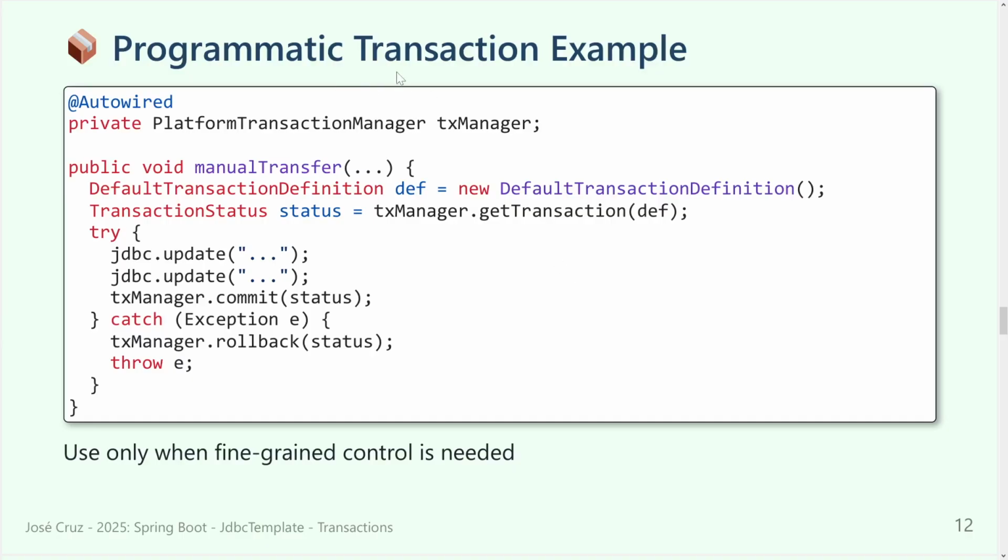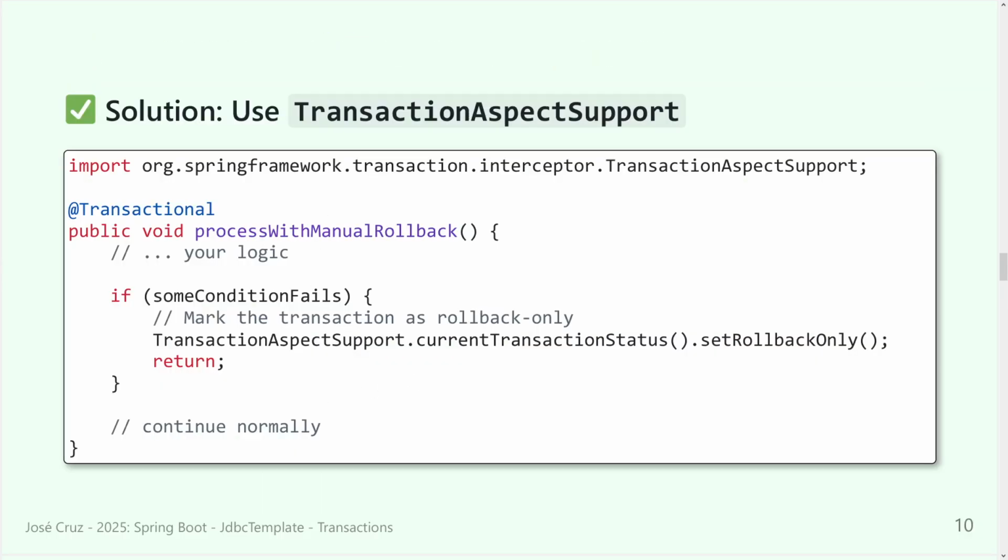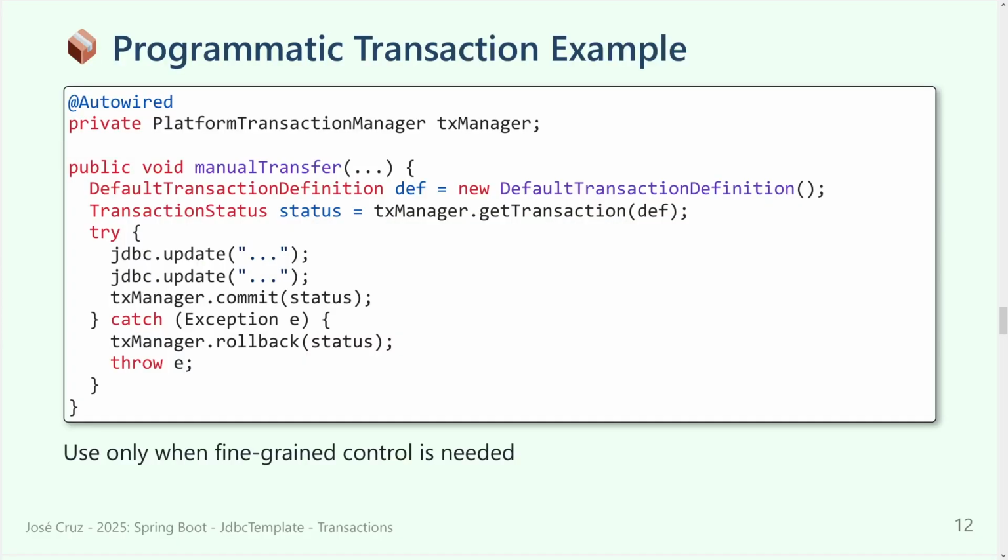So let's see now a programmatic transaction example like this one. For this, we have to inject the platform transaction manager, autowiring it this way, and let's do a manual transfer. First, you have to get a class called DefaultTransactionDefinition. I will talk about this class when I talk about isolation levels and things like that, because it contains properties for the transaction. And this transaction status, for instance, it's the one that we saw here. It's this one, current transaction status, that allows us to provoke, for instance, rollbacks.